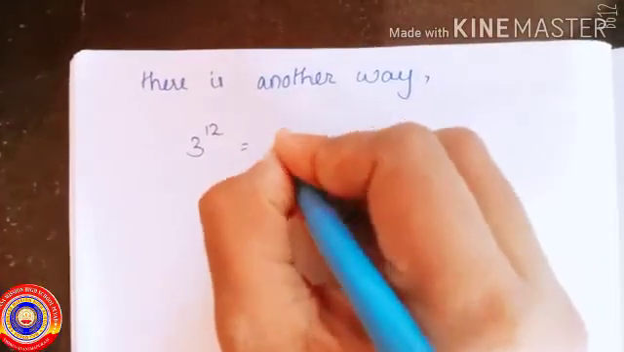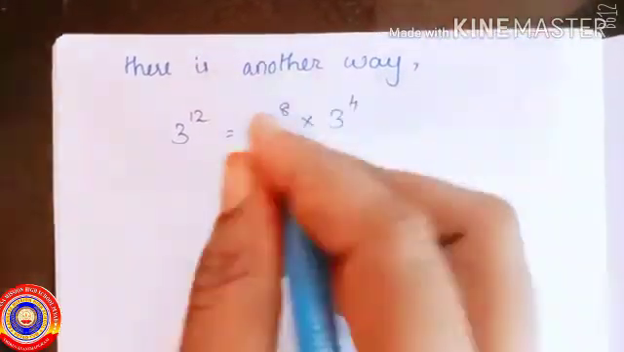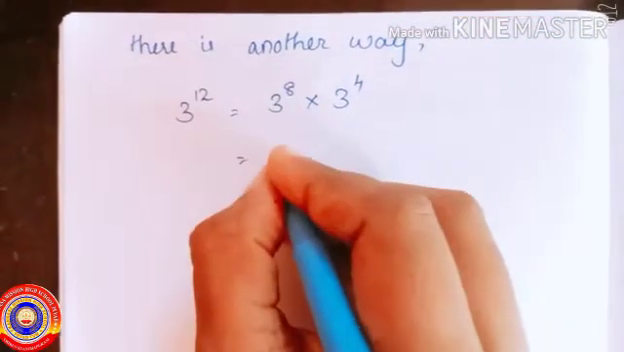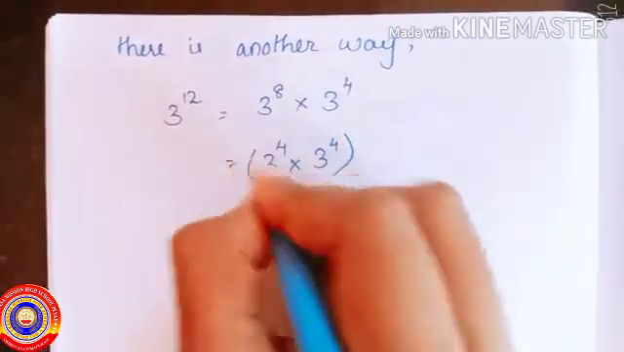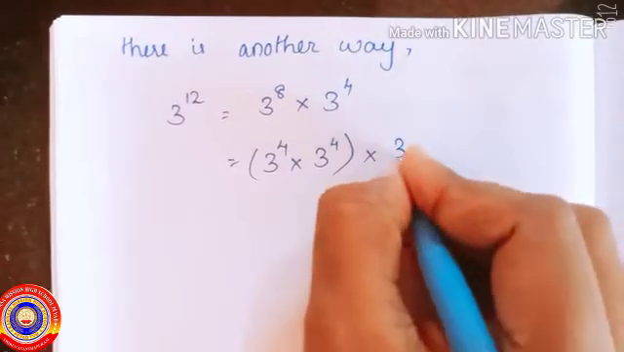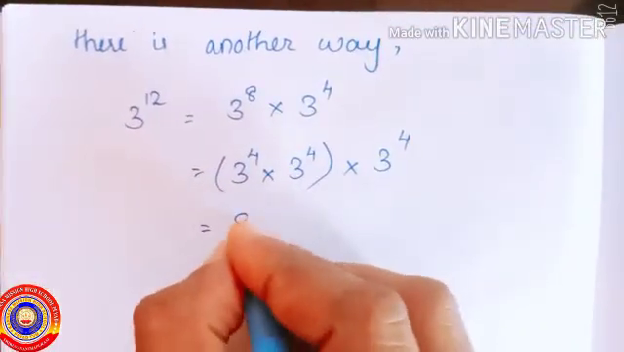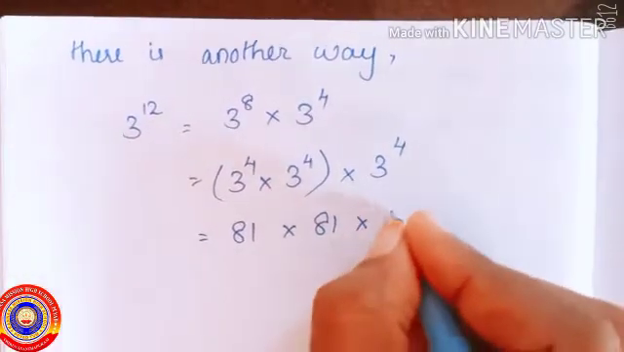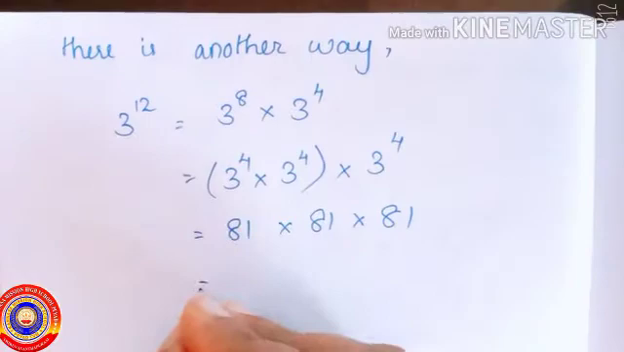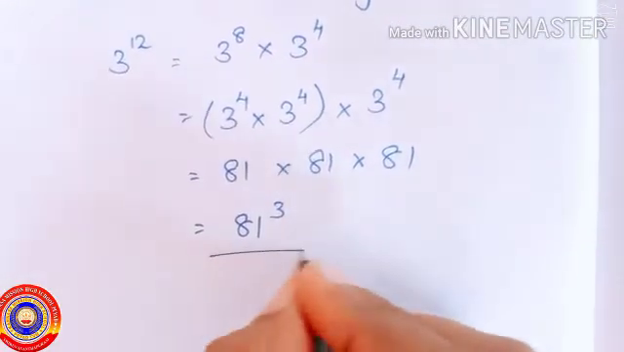There is another way of writing 3 raised to 12. 3 raised to 12 is equal to 3 raised to 8 into 3 raised to 4. We can split the 3 raised to 8 as 3 raised to 4 into 3 raised to 4 and the remaining 3 raised to 4. 3 raised to 4 is 81, then 81 into 81 into 81. Here there are three 81, so 81 raised to 3.